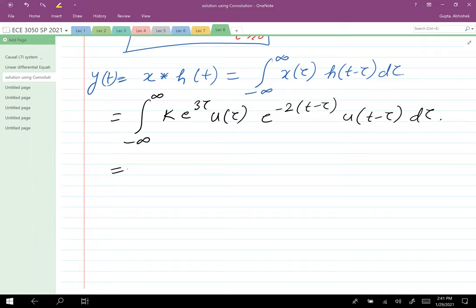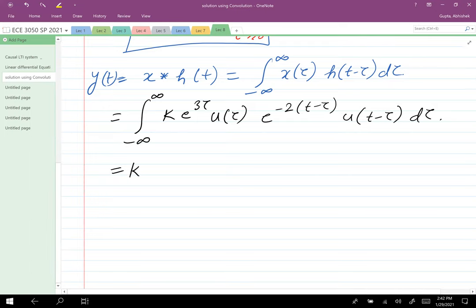Can someone help me solve this ugly looking integral? Okay. No one wants to help me?